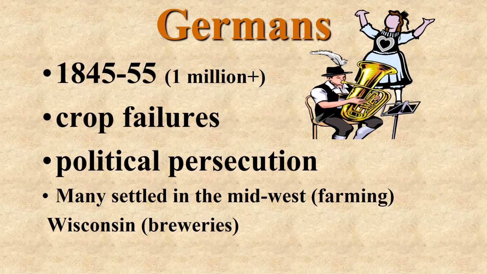German immigrants, which were again part of that second wave, about 1 million. They came for a couple of reasons: crop failures and political persecution. A lot of them will settle in the Midwest, and they are going to be a little bit better off than the Irish. They have money, they bring their instruments with them, they form orchestras, they have skills, and you probably know breweries like Pabst Blue Ribbon and Michelob and so forth. So these are very industrious people.